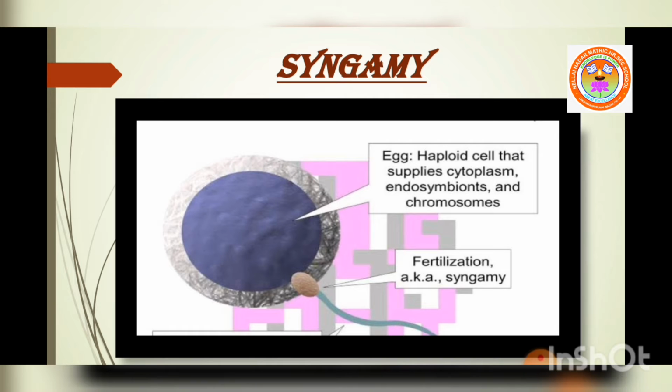So what is syngamy? In syngamy, the fusion of two haploid gametes takes place to produce a diploid zygote. So syngamy is also known as fertilization, fusion of male gamete with a female gamete. Male gamete, sperm, haploid in nature, female gamete, egg, also haploid in nature. So these two haploid gametes fuse to form a diploid zygote. So this process is called syngamy or fertilization.